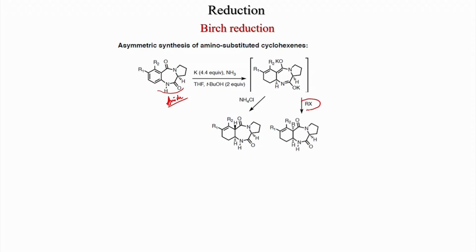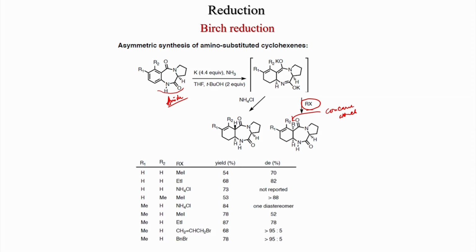However, when alkyl halide is there, then the alkylation takes place from the concave attack. So, from the concave side, so it is attacking from the downside. And here the selectivity you can see, if R1 is equal to hydrogen, R2 is equal to hydrogen, alkyl halide, if methyl iodide, you get 50% yield and 70% selectivity. So, selectivity is not very good like earlier, but still you get 70% selectivity.